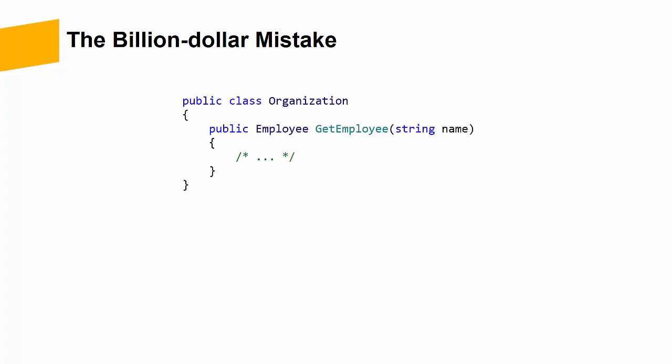So what's the problem with nulls? Here's an example. Can you tell just by looking at the method signature if it can return null?